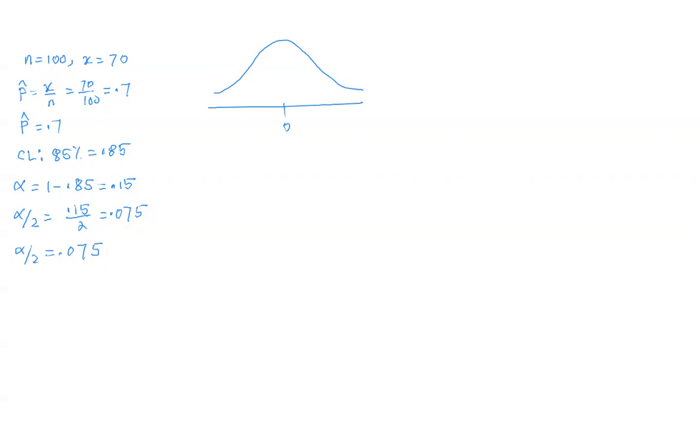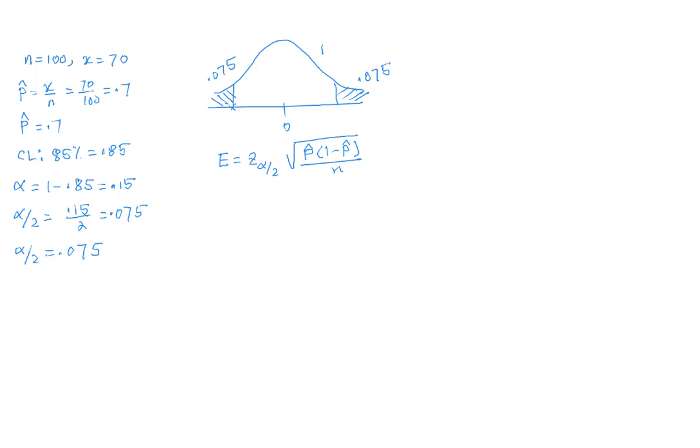Mu is equal to 0 and sigma is equal to 1, and area to the left is going to be 0.075, and area to the right tail is going to be 0.075. So your margin of error, E, is going to be Z sub alpha over 2 times square root of P hat times 1 minus P hat, all of it divided by the sample size n.